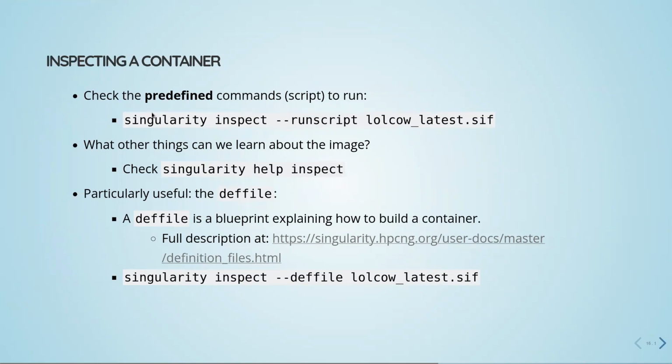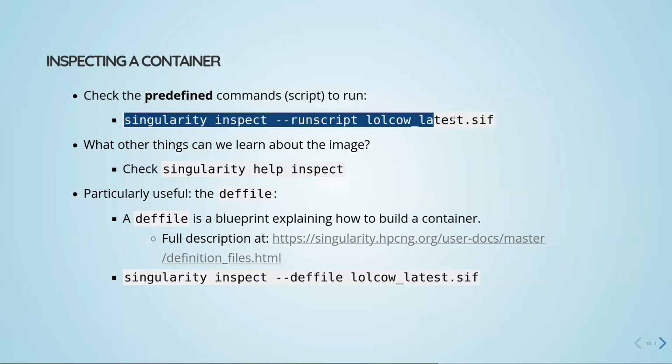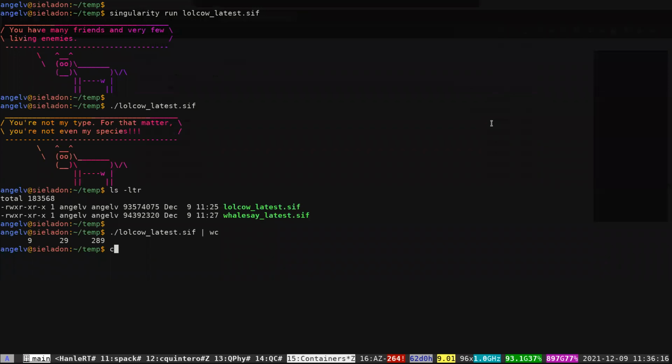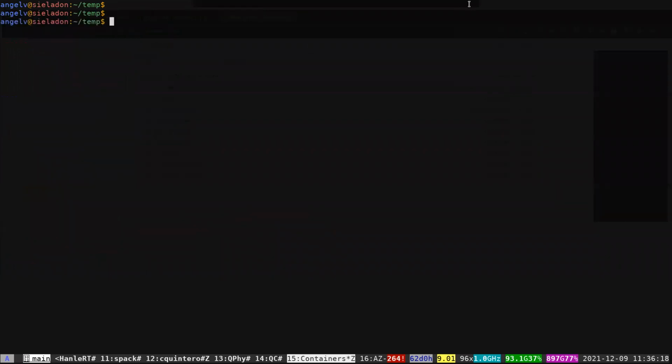If you download a container from somewhere, or I give you a container and you want to see how it was created, you can use the inspect command. For example, if you want to check what is this predefined script that I was telling you about, you can do Singularity inspect and ask for the run script. The run script is whatever it will run as a predefined script.